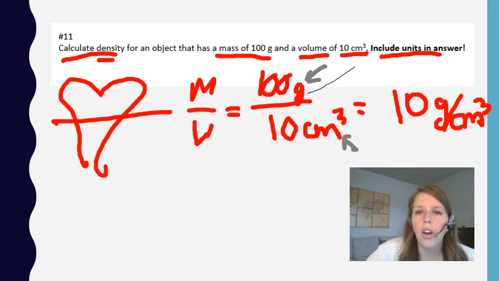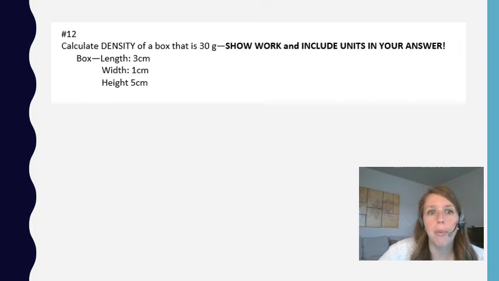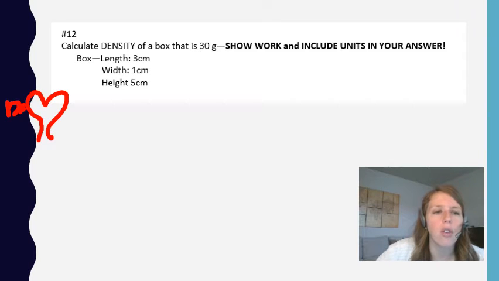Just remember to look that it's mass over volume, the mass unit over the volume unit, grams per centimeter cubed. All right, we're going to bump up the work a little bit on this one. Calculate the density of a box that is 30 grams. So once again, I just want to remind you of our cute little density heart. The formula for density is mass over volume. Okay, so we have m divided by v.